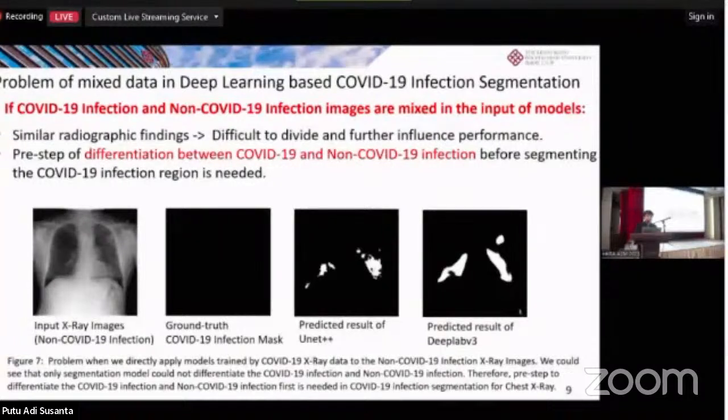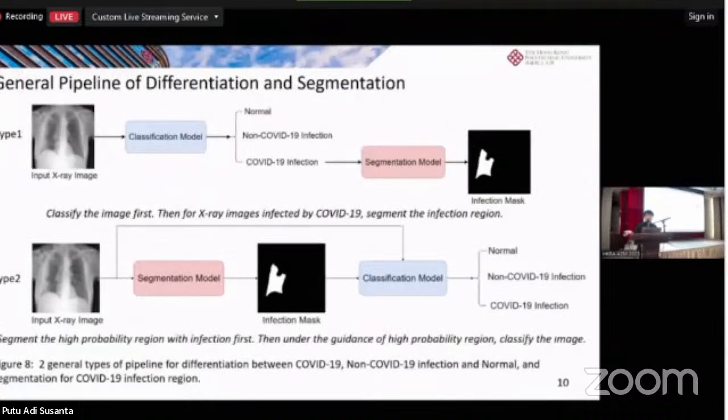Therefore, before we segment the infection regions of COVID-19, we need to make a preset differentiation between COVID-19 and non-COVID-19 infection, or even normal slides, before the segmentation. And then we have two pipelines in recent work which aim to do these differentiations and segmentations.